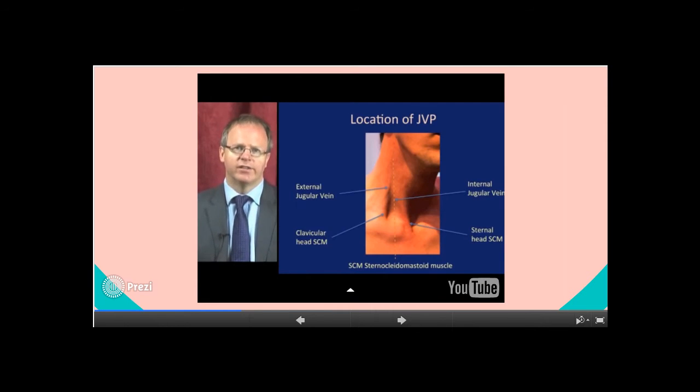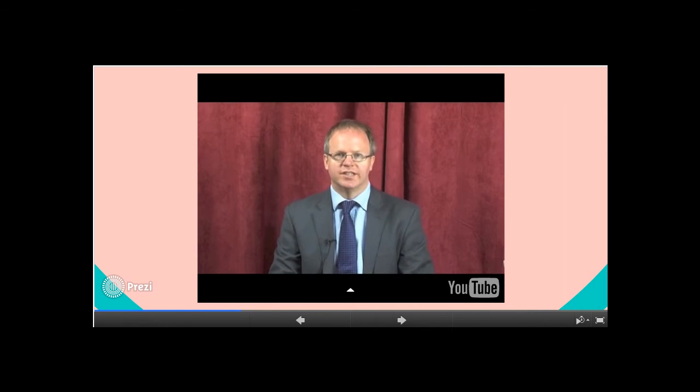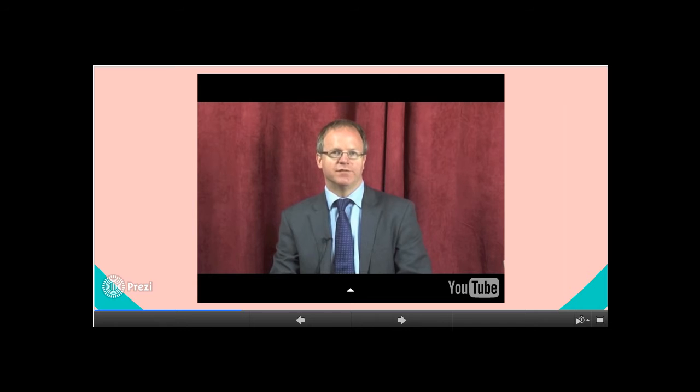In order to locate the JVP, its position relative to the other neck structures needs to be clear, and this diagram shows this relationship with the two heads of the sternocleidomastoid and the internal jugular vein passing up between them above the clavicle. To produce a consistent result, the height needs to be compared to a fixed anatomical structure, and by convention the sternal angle is used as the point of reference, as it is at the level of the right atrium. The difference is read in vertical centimetres.